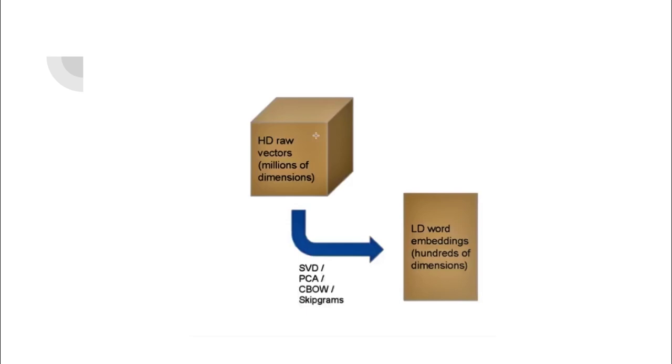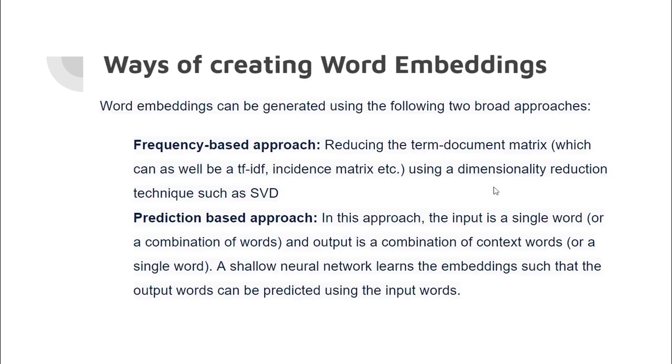So in this session, I am going to explain two popular techniques which were incorporated at the stages of development of word embeddings. At the initial stages, in the 1990s, when the development of word embeddings started, they started with two major approaches. The word embeddings can be generated with the following two broad approaches: one, the frequency based approach, and the second one, the prediction based approach.